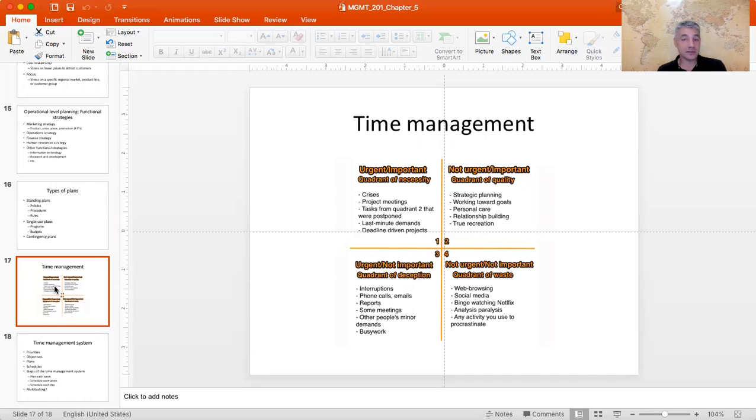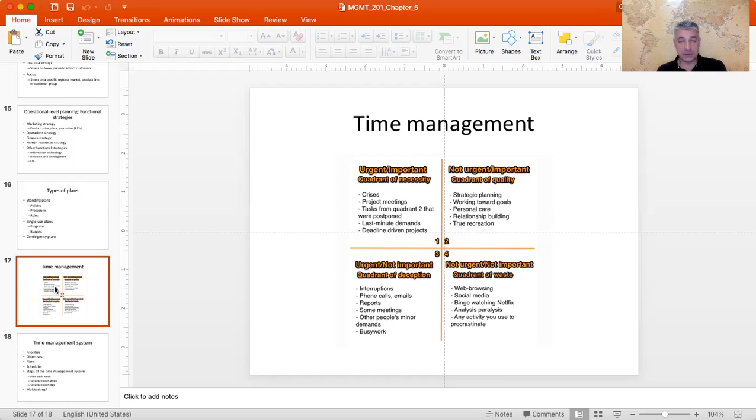So again, this gives you a very simple 2 by 2 matrix with 4 quadrants, and you may have some tasks that are absolutely urgent and important. Something has to be done right now, and it's really, really important for your business. That would be known as the quadrant of necessity. So your business is facing a survival crisis, that obviously will be that. Project meetings, right? There are deadlines there. The project is important. That will fall here. Some last minute demands or deadline-driven projects, they're both urgent and important.